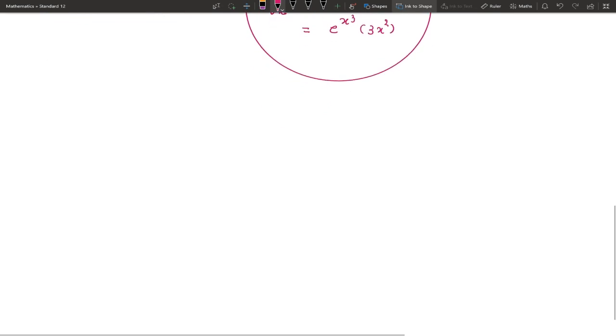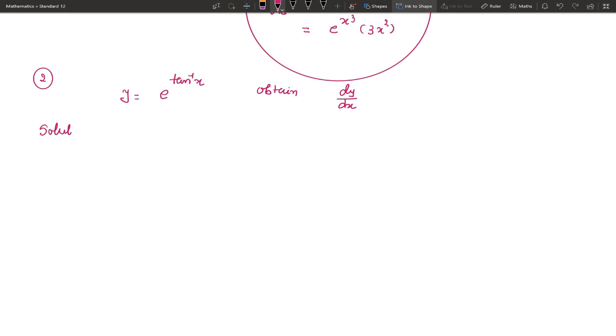We take another example. By practice we can learn this rule. Second example: y equal to e raised to tan inverse x. Obtain dy by dx. So y equal to e raised to tan inverse x.